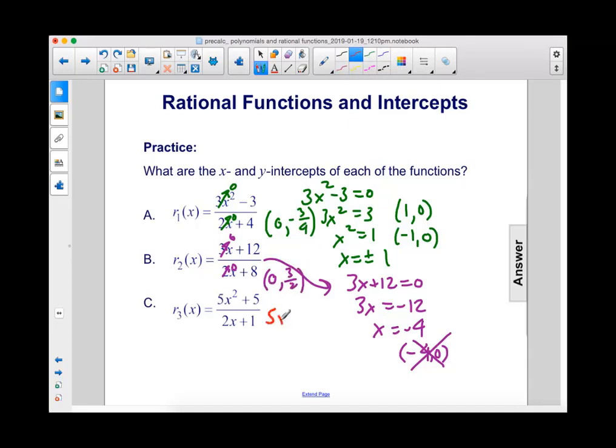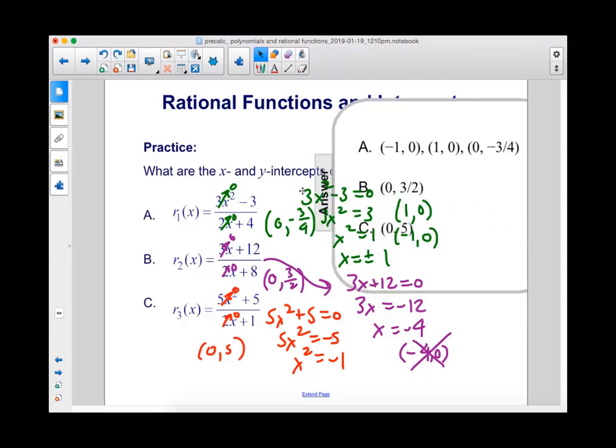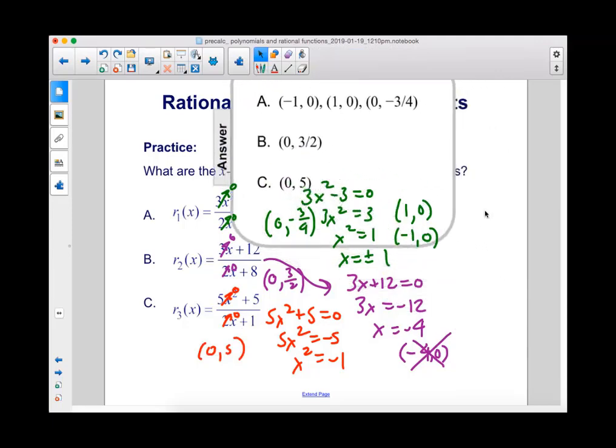Finally, down here, we have 5x squared plus 5 equals 0. 5x squared equals negative 5. X squared equals negative 1. There is no value for x that you could plug in here that would equal negative 1 because it's squared. Therefore, there is no x-intercept. For the y-intercept, we plug in 0 for x, and we get 5 over 1, which is 5. So there is a y-intercept at (0, 5). And here are the answers.